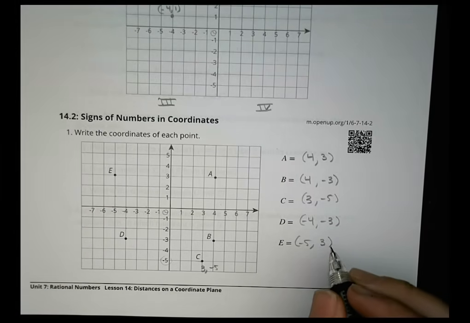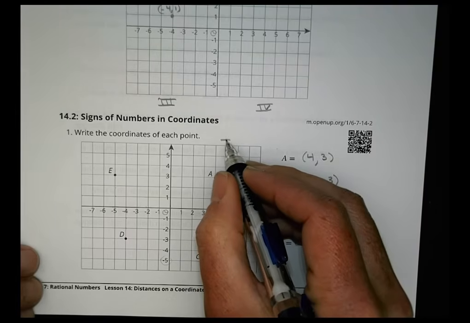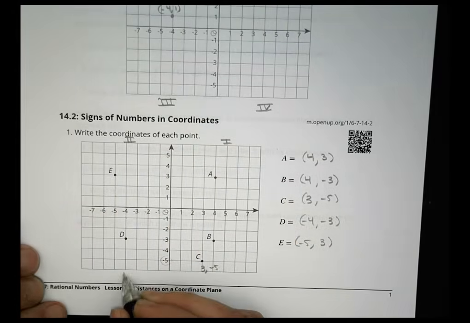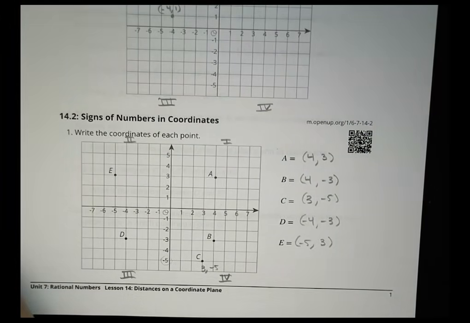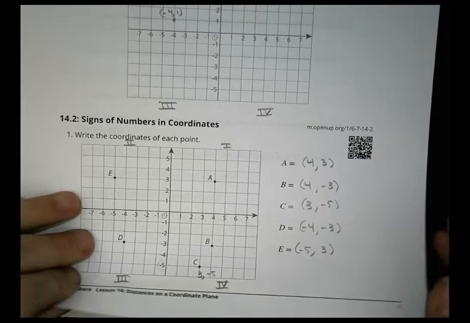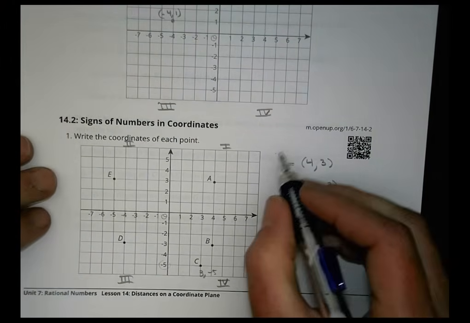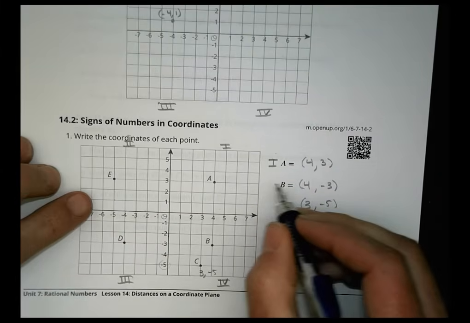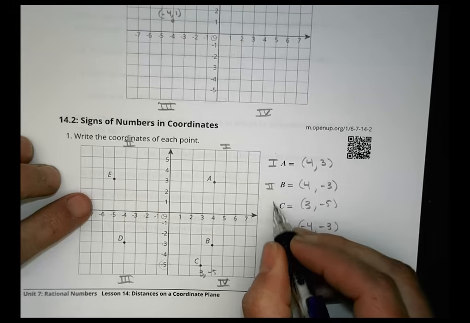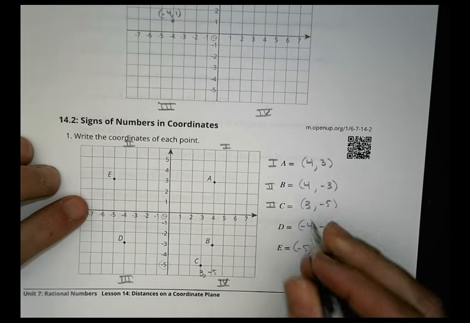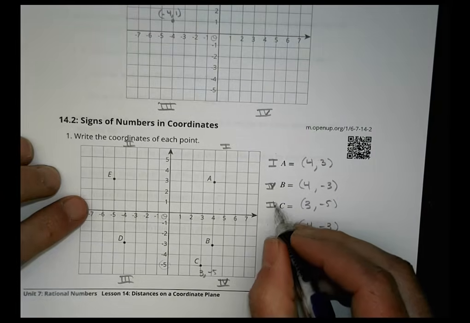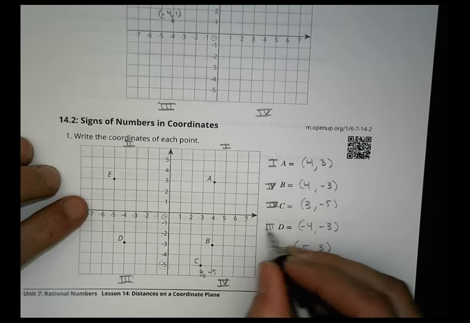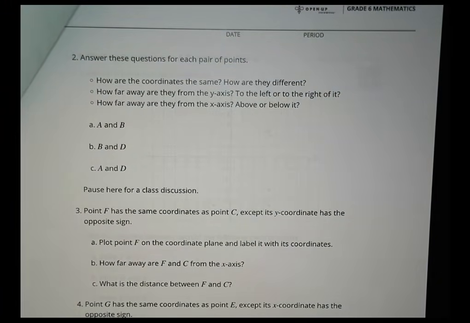Okay, so again, we have our quadrants. This is quadrant 1, quadrant 2, quadrant 3, and quadrant 4. Now there's some questions here they want us to answer in terms of what we see happening with each of these, okay? Now again, A is in 1, B and C are both in 4, D is in 3, and E is in 2. So on the next page it says answer these questions for each pair of points.